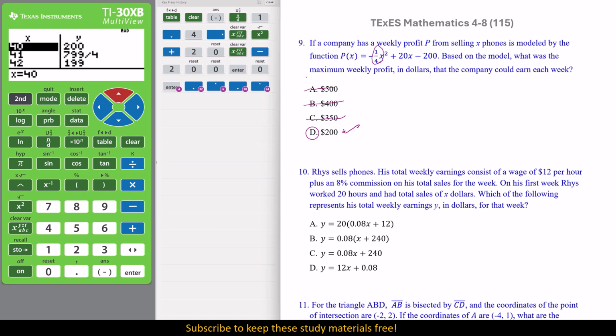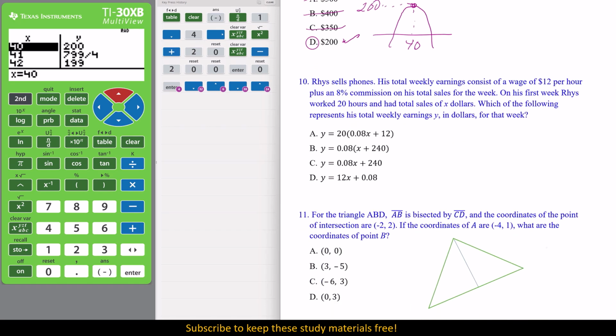Okay, and it does say maximum. Remember, we have a quadratic that looks like that. And here, this would be 40. Right, yes, 40. And then this would be the 200. Okay, there we go. All right, let's look at number 10. I'll move this up.